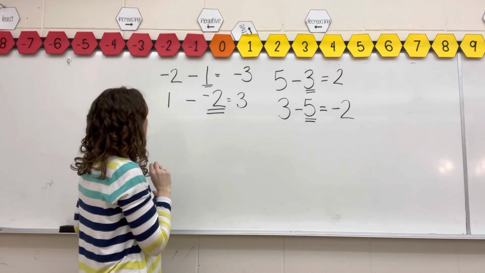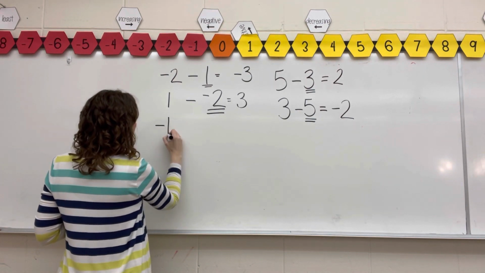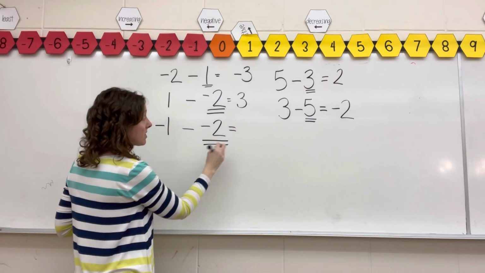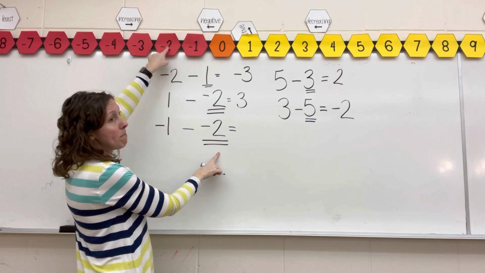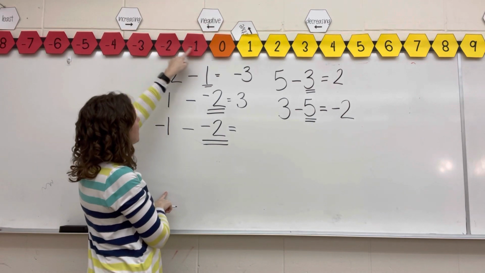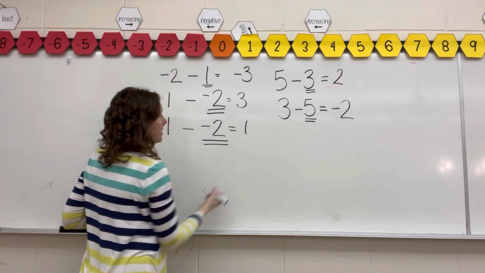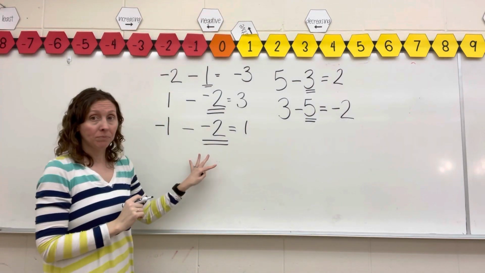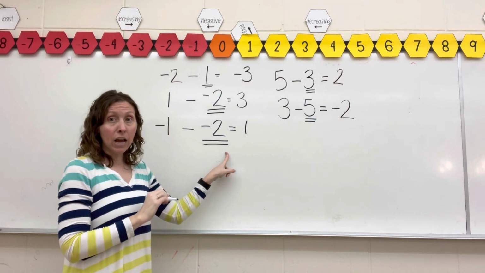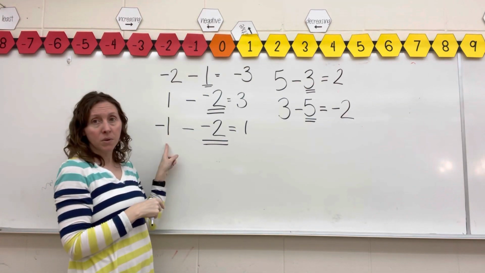Okay, let's try one with a double negative. How about we do -1 minus -2? So we still start at the second number and we're gonna move to the first number. So we're gonna go from here to here. Ooh, that was easy. We went in the positive direction 1 time. Okay, so this is method number 1, where you start at the second number, see how many times you move positive or negative to get to this original number.